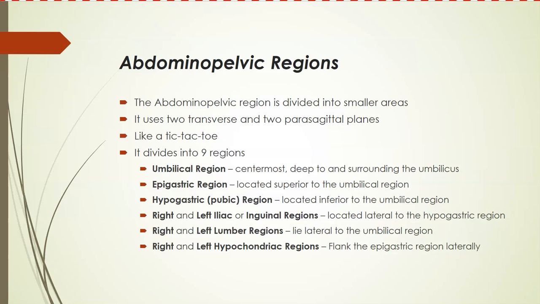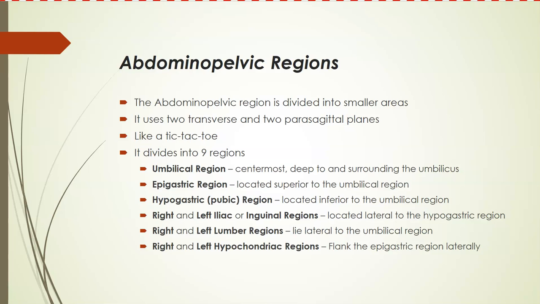The reason for the dual name is that the iliac bone is in there, and also the area within this iliac region contains the inguinal ligaments, which are related to abdominal structures, and so it has 2 names: the right and left iliac or the inguinal regions. As we work our way up, we have the right and left lumbar regions that lie lateral to the umbilical region, sort of coinciding with the lumbar region of the back in a posterior aspect.